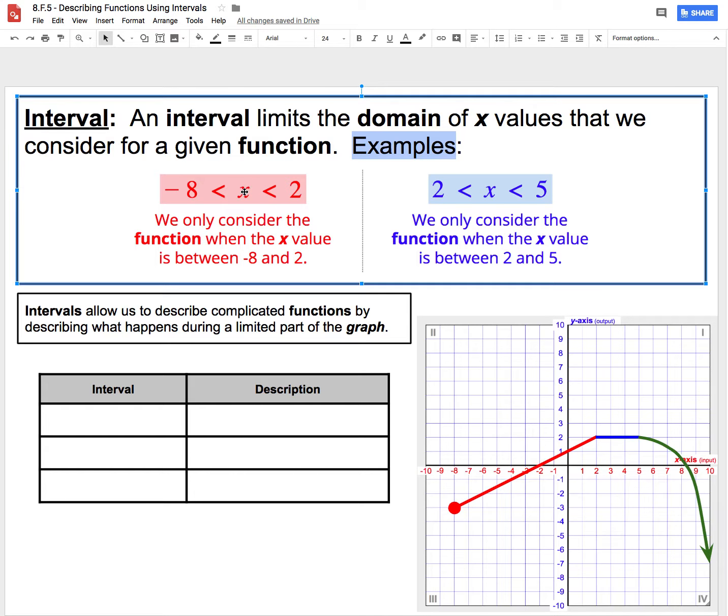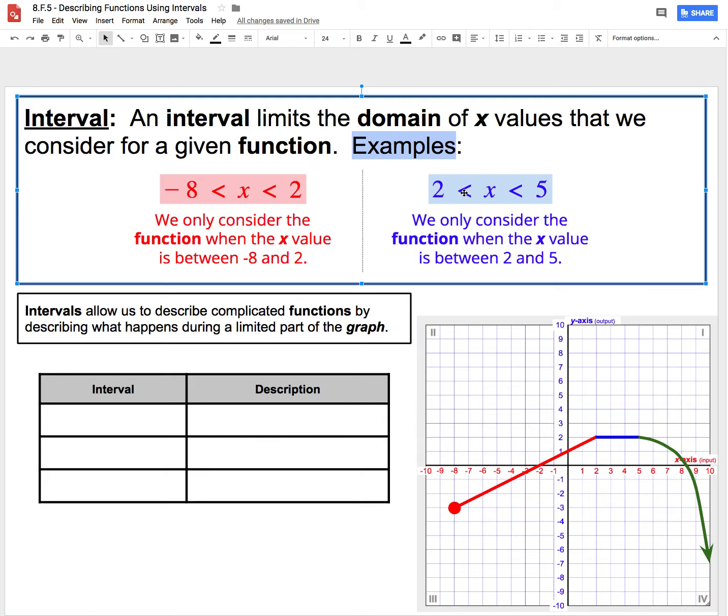If we see this interval in red, this expression, it's telling us to only consider the x value when it is greater than -8 and less than 2. Or in other words, only consider the function when the x value is between -8 and +2. We won't look at anything else if x is bigger than 2 or if x is something a lot smaller than -8. We wouldn't be considering those parts of the function if this were the interval we were looking at.